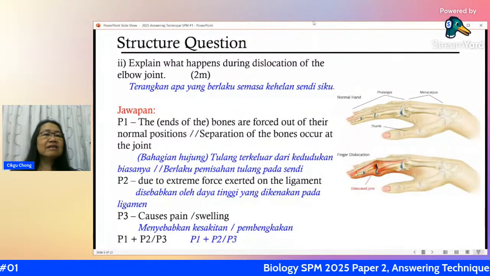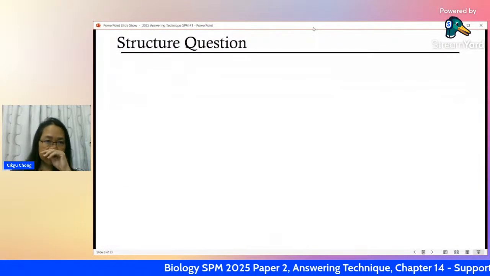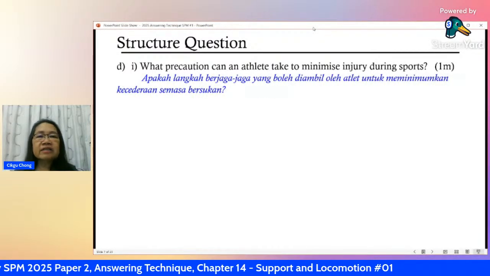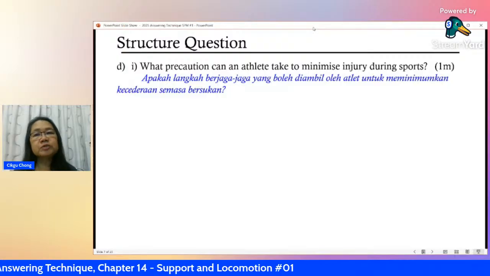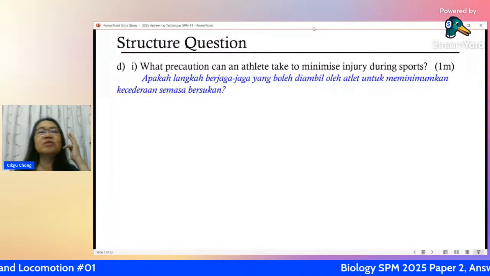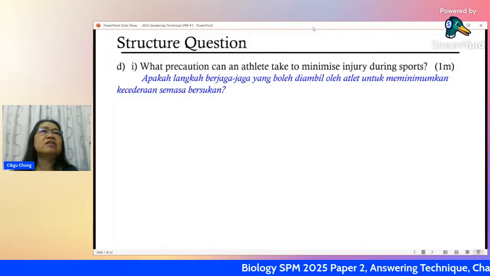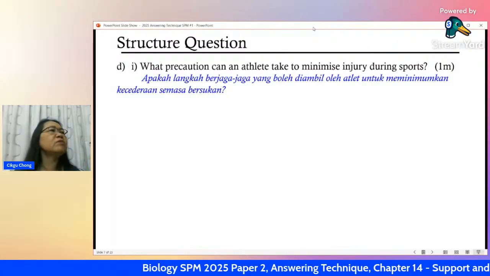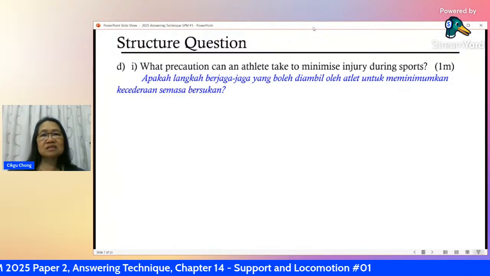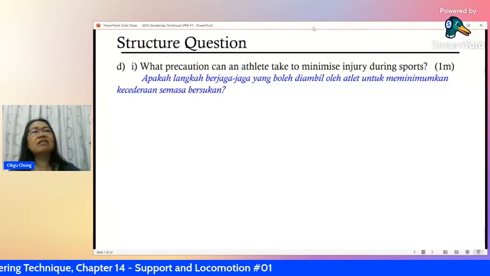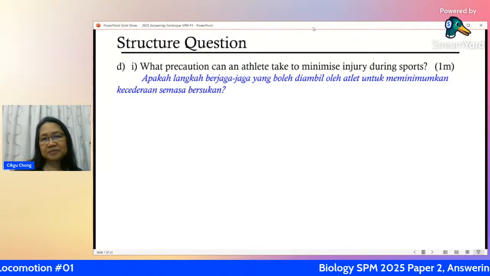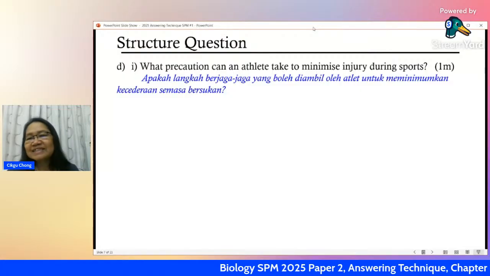Right, next question. What precaution can an athlete take to minimize the injury during sports? I'm sure you always know that when you do your PJ, your physical education, there's always a step the teacher asks you to do, and normally you come around in a circle, and there's a leader in front who guides the rest of you doing all these steps. What is that?